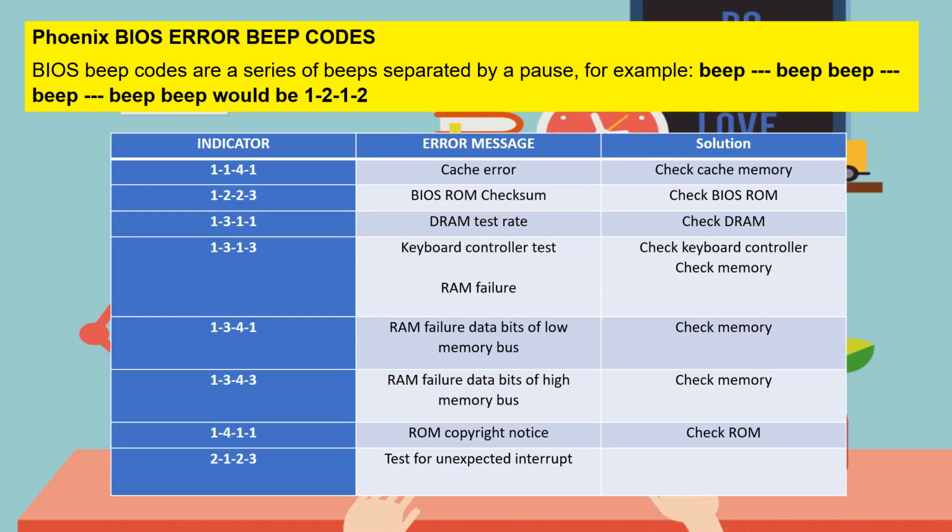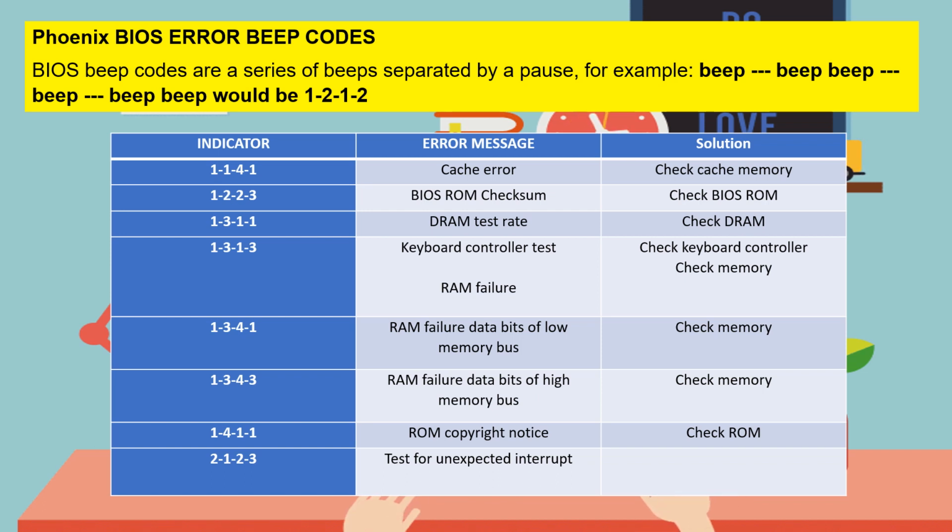Phoenix BIOS error beep codes. BIOS beep codes are a series of beeps separated by a pause. For example, beep, beep, beep, beep, beep, beep would be 1-2-2. Indicator: we have 1-1-4-1. The error message is cache error. For the solution, check cache memory.